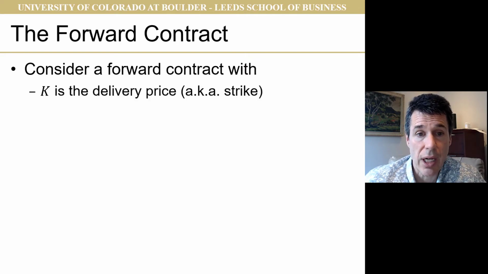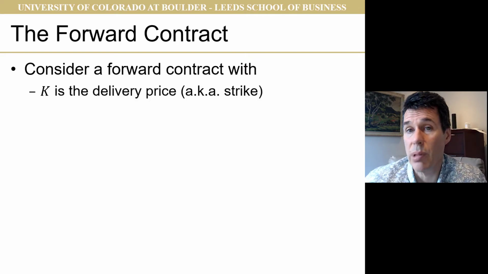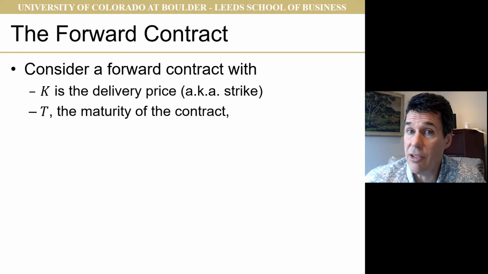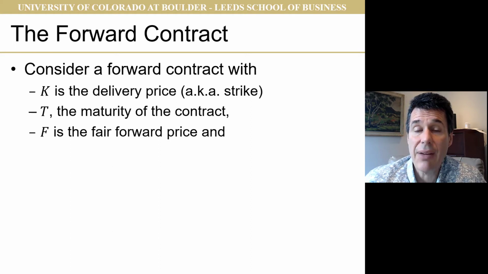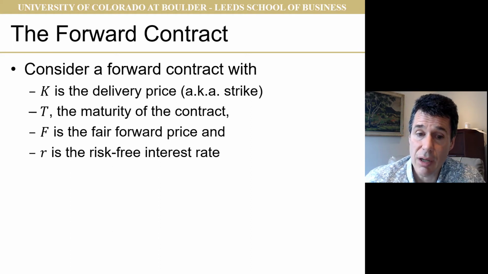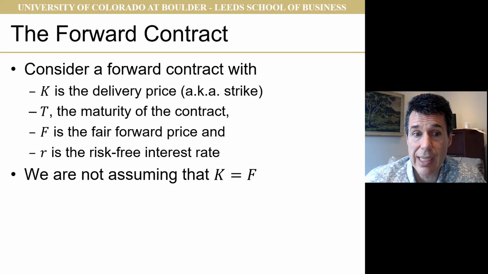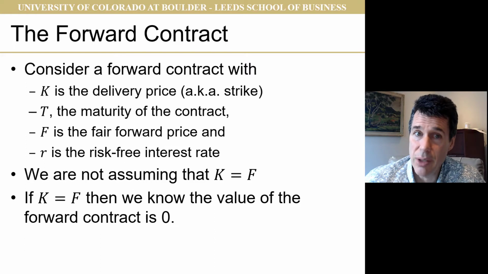So let's set some notation. Let's have a forward contract. K is going to be the delivery price, or the strike price. T is the maturity of the contract. F is the fair forward price, and R is the risk-free interest rate. Again, we're not going to assume that K equals F. And if K equals F, we know the value of the forward contract anyway, so we don't need to do any work. We know that value is zero.